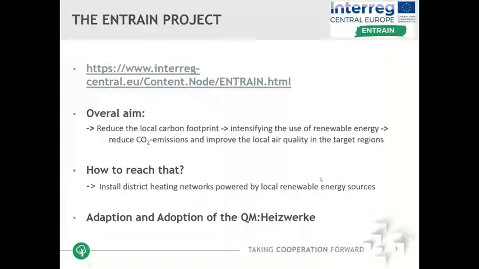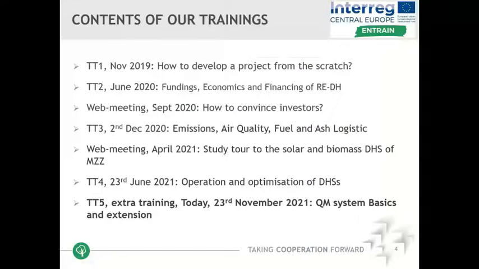So, including the extra training of today, in all 5 trainer sessions will have been held from the beginning of the project. And for a short overview about the inputs of our previous trainer sessions, I again want to recall very shortly what we already learned. Our first trainer session in November 2019 was about how to develop a project from the scratch. So it was about the first steps for planning and initiating renewable district heating systems.